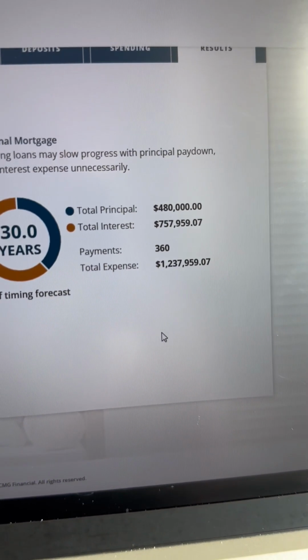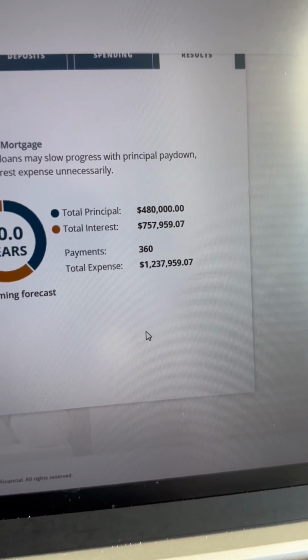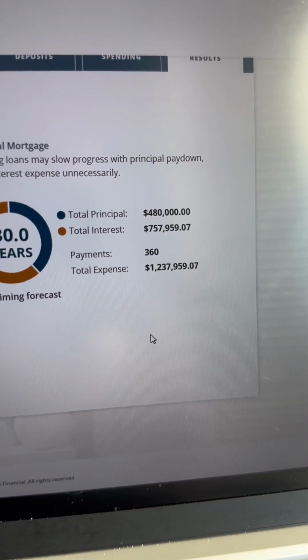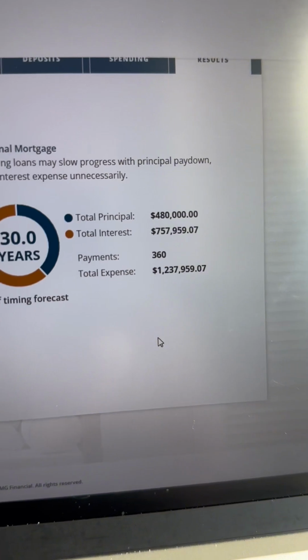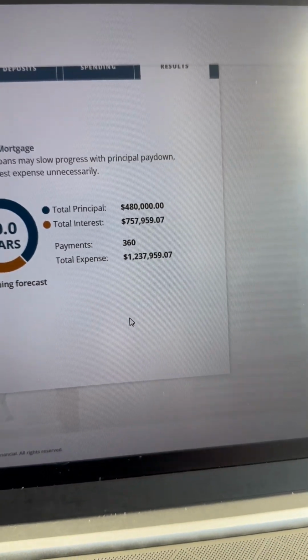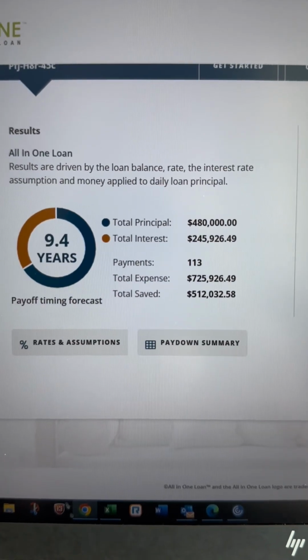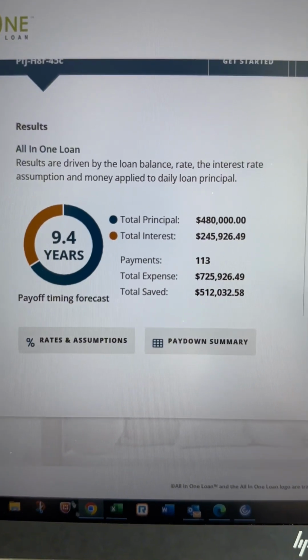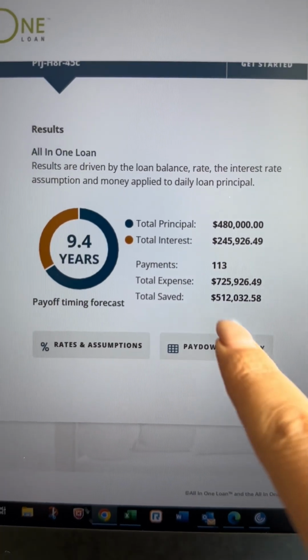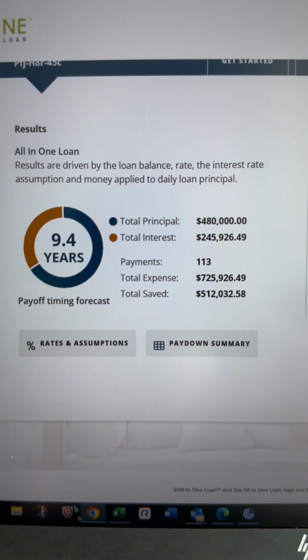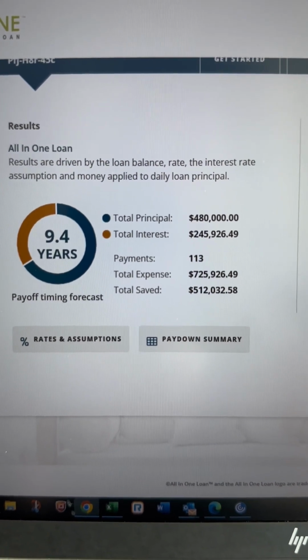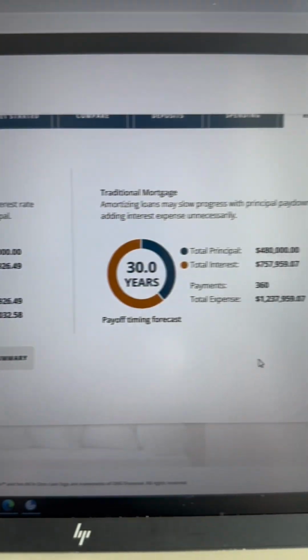I mean, if you're closing today at 7.75, you're probably going to refinance in the next year or two, maybe into the low 6s, high 5s, I think is probably a reasonable rate, but you wouldn't have to with the all-in-one loan, because when rates go down, this loan automatically goes down as well. And so you can see the difference here. You save $512,000, and again, you pay it off in 9.4 years versus 30.